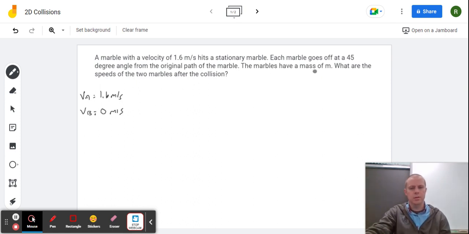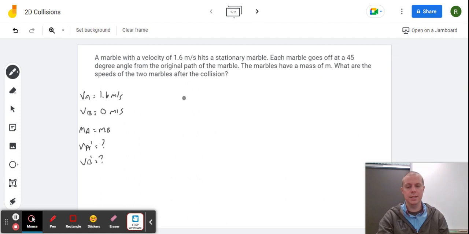The marbles have a mass of m. So the mass of the first marble is the same as the mass of the second marble. So that's going to be nice. We're going to be able to cancel out mass from our equations because of this point. What are the speeds of the two marbles after collision? So we're trying to find VA prime and VB prime. So we don't know how fast it's going at the end.